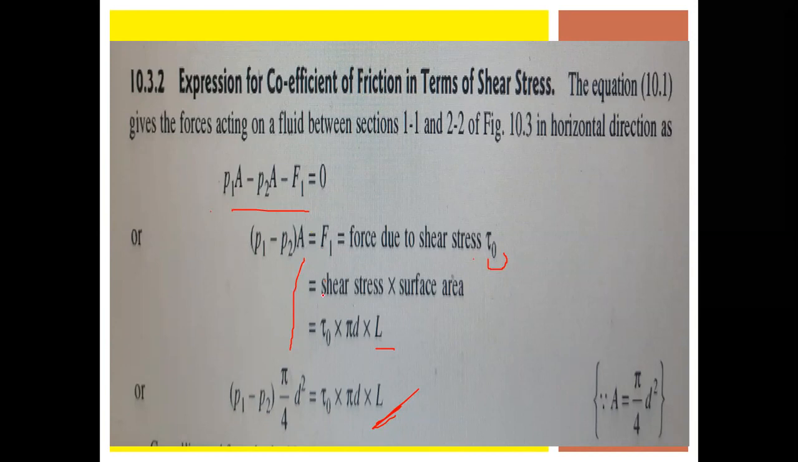Therefore, shear stress into surface area. Then what is shear stress? Shear stress is tau 0 into surface area, which is pi d into length of the pipe. So substituting here P1 minus P2, applying this area, pi d square by 4 is equal to tau 0 into pi d into L.